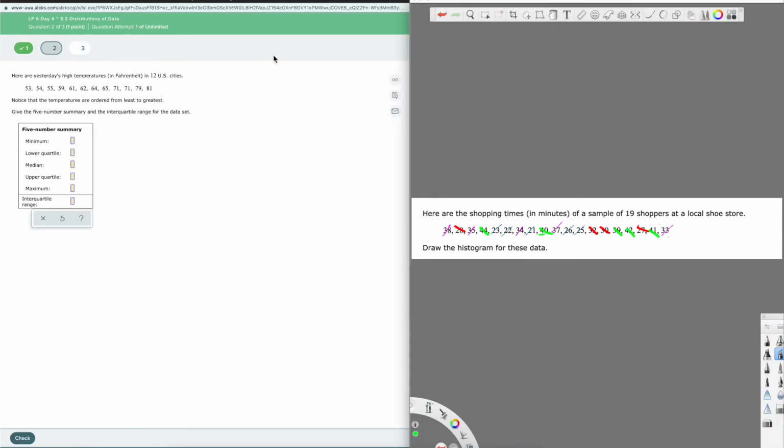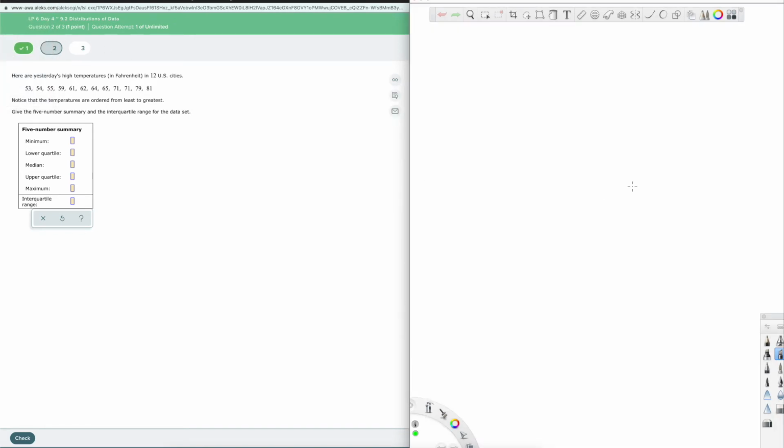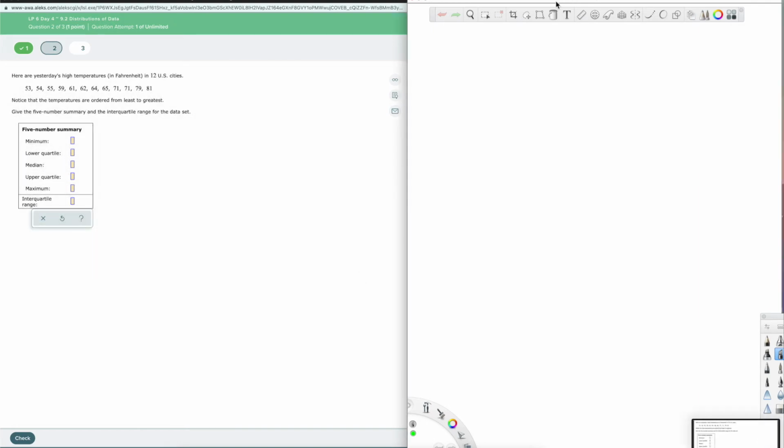All right, 5 number summary. So I'm going to get a new guy here so I don't have to worry about that. This is another way of looking at data. It tends to be a little bit more confusing, I think, than it needs to be for students. It's the 5 number summary plus an interquartile range. It's 6 not even calculations. I think calculation is a strong word for this one.